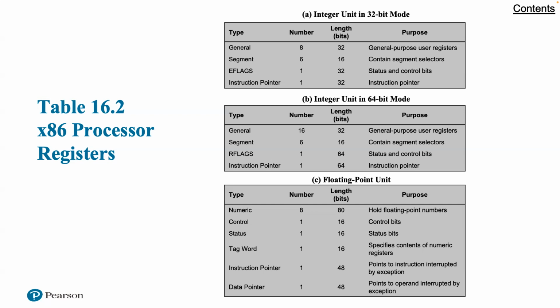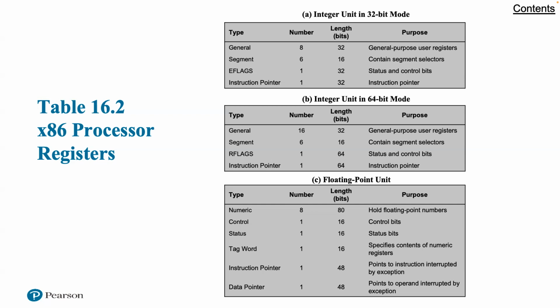The 32-bit EFLAGS register contains condition codes and various mode bits. In 64-bit mode, this register is extended to 64 bits and referred to as RFLAGS. In the current architecture definition, the upper 32 bits of RFLAGS are unused. Then we have the instruction pointers. These contain the address of the current instructions. There are also registers specifically devoted to floating point units.